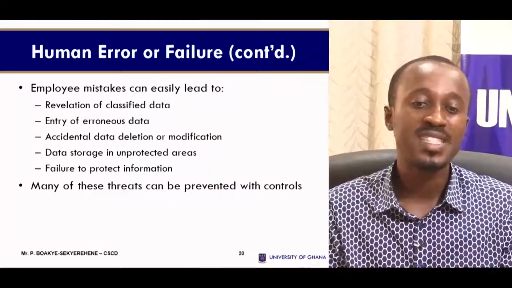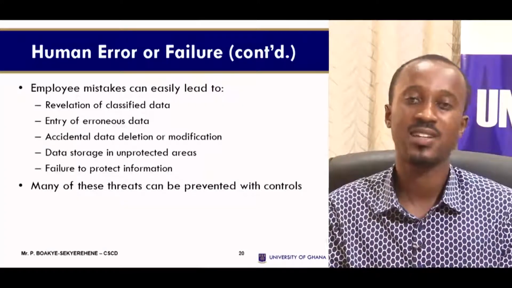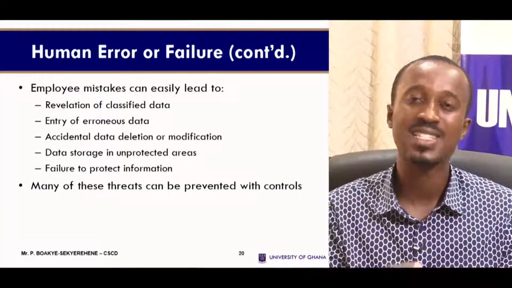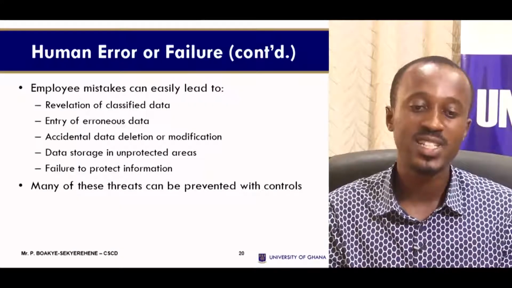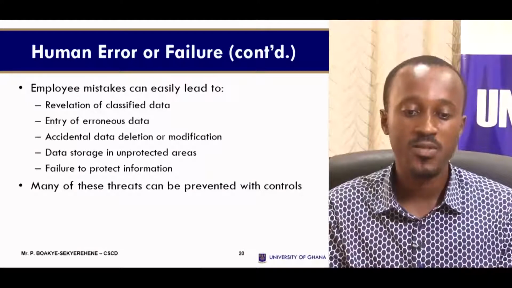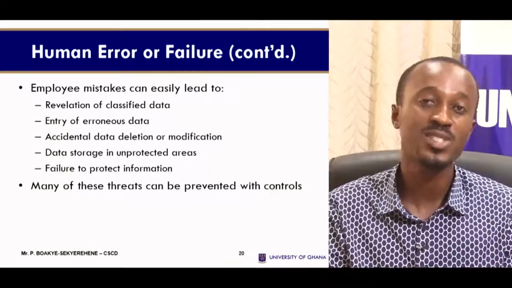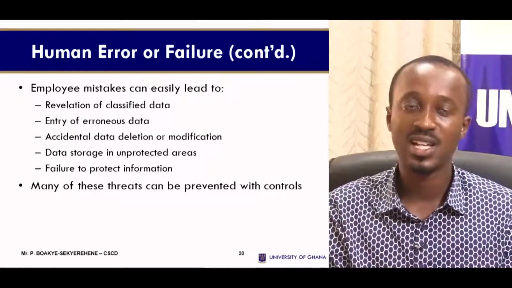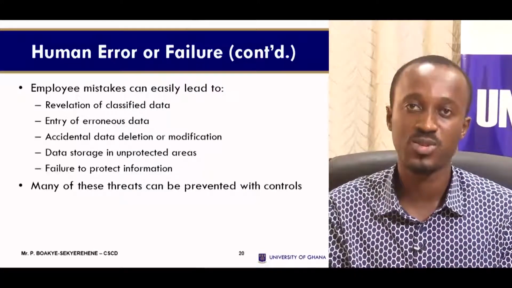Now, employee mistakes can easily lead to 1, revelation of classified data, 2, entry of erroneous data, 3, accidental data deletion or modification, 4, data storage in unprotected areas, and 5, failure to protect information. All of these things can happen from an employee, and unfortunately, these also account for threats that an organization can have. Many of these threats can be prevented with controls, certainly.